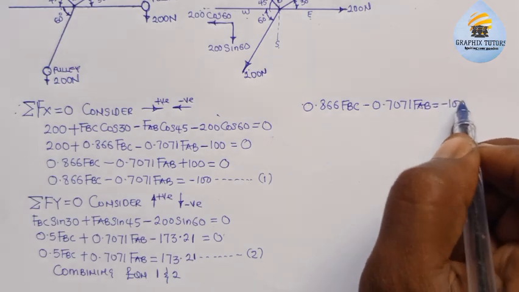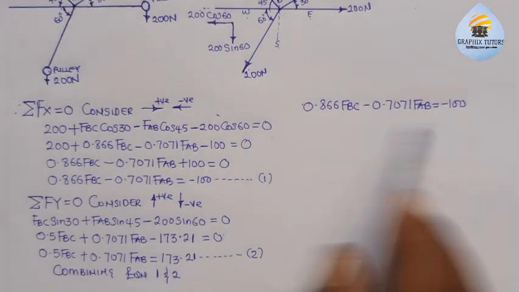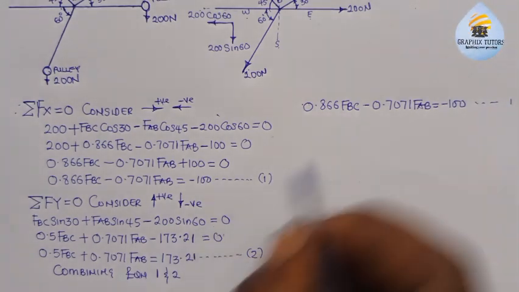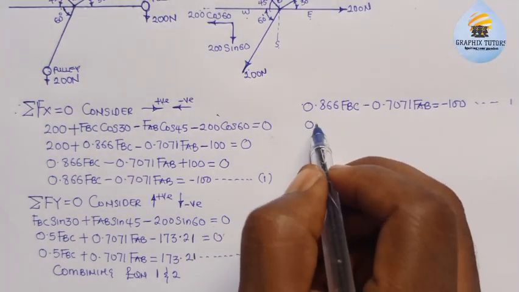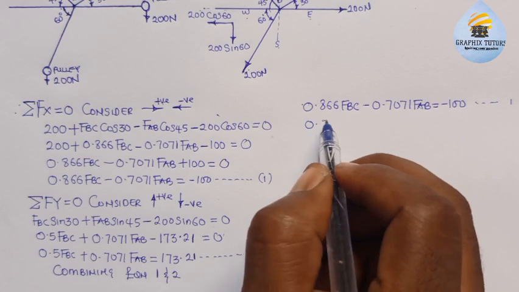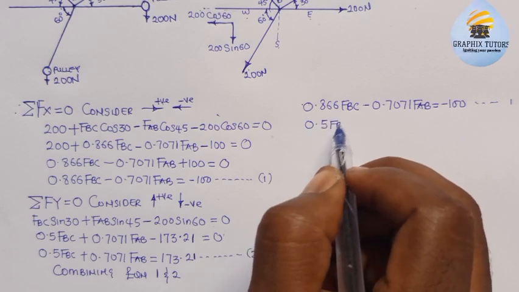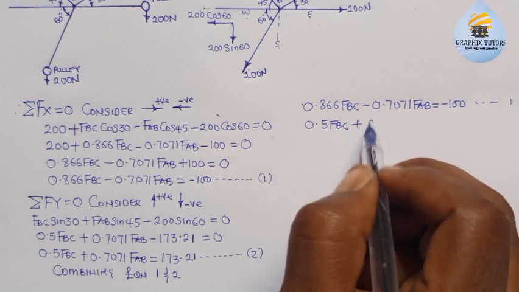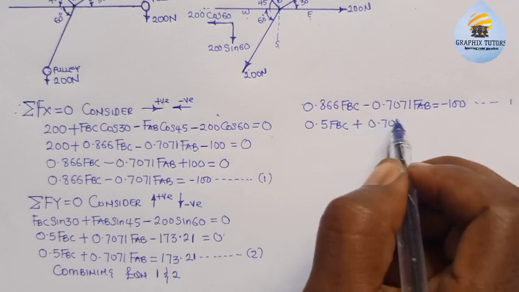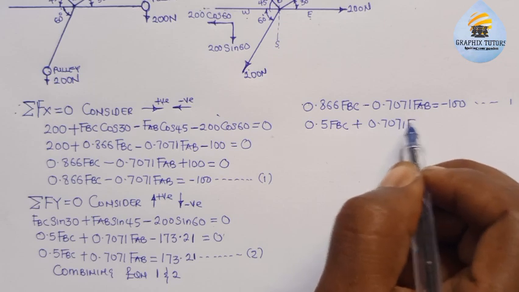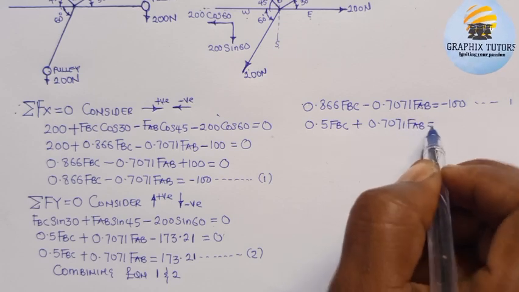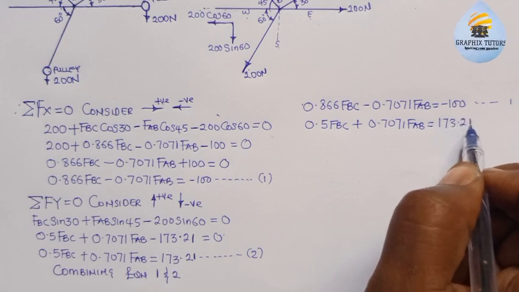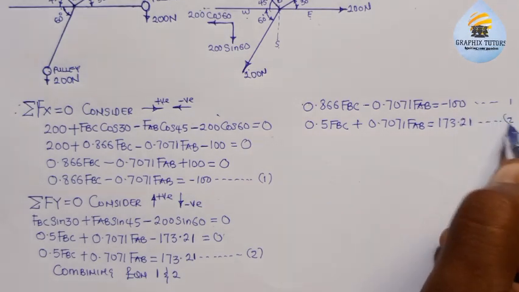Minus 100. That's my equation 1. Then the next one is 0.5 FBC plus 0.7071 FAB equals 173.21. That is my equation 2, right?